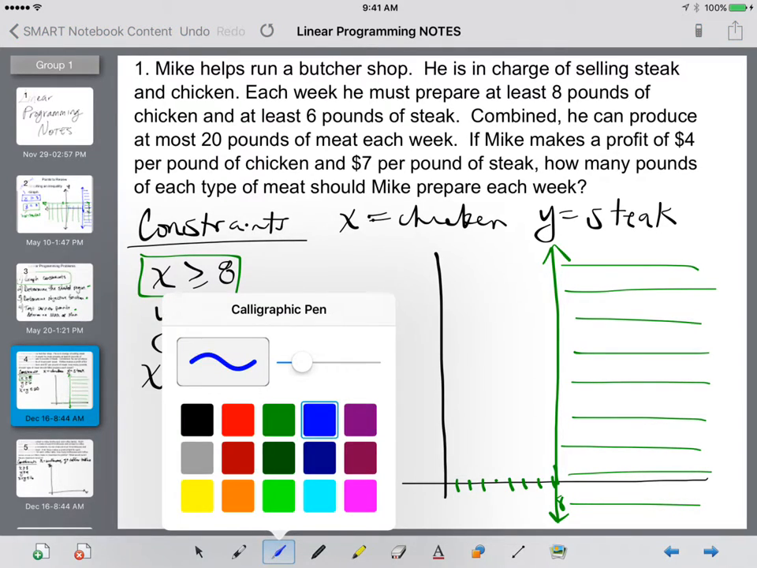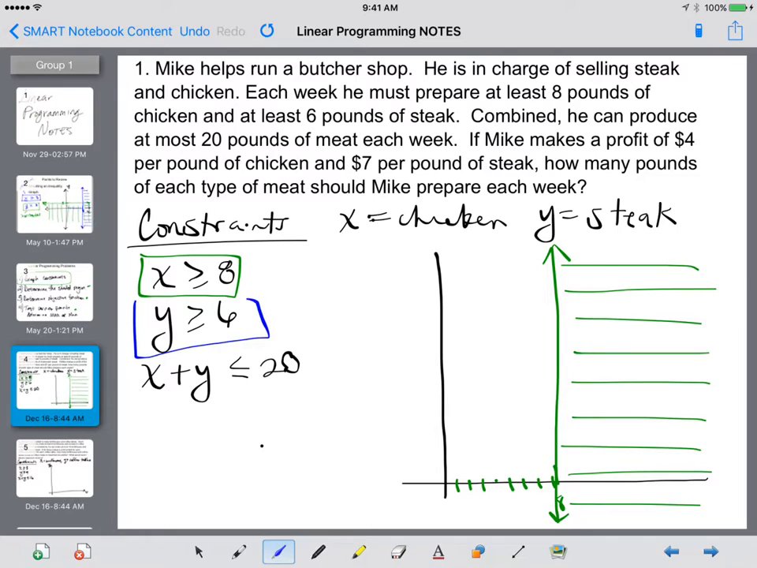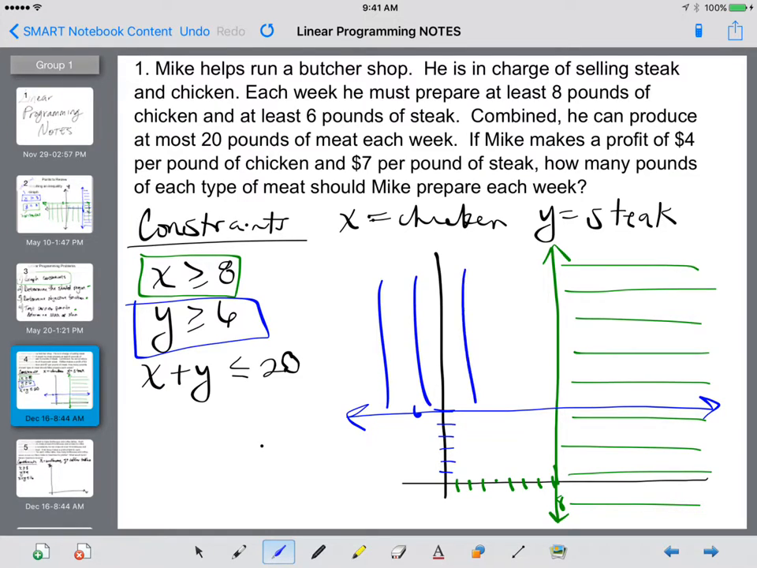Okay, next one, I'm going to graph y is greater than or equal to 6. For y is 6, I'm going to draw my line straight across. You can do so with me. Pause it if you need to. Y is greater than or equal to 6 means I need the values bigger than 6. Well, that's going to be shading above.